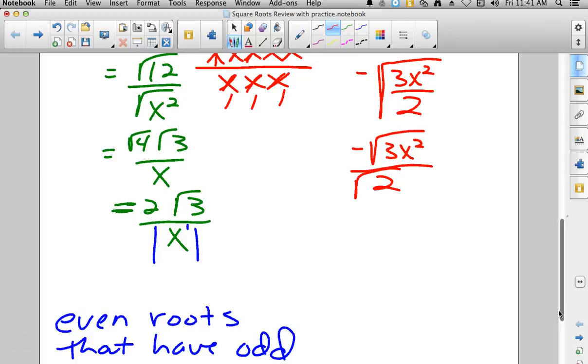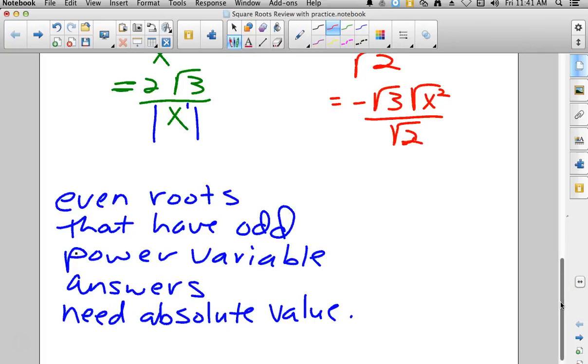Okay, well that didn't really help, but how about if I separate these two up here? And get everything all separated. Is any of that nice? Yeah, the square root of x squared is x. So we'll get negative x square roots of 3 over the square root of 2. I just put the x in front so it wasn't all awkward.